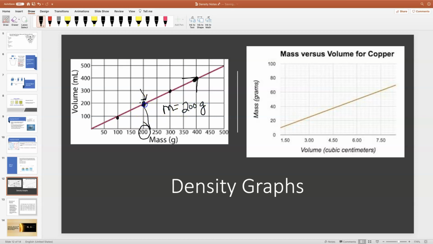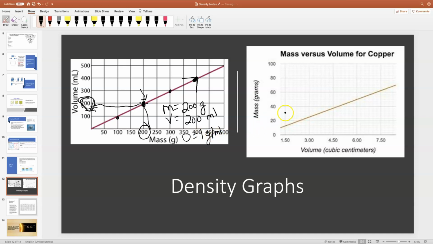Then I would go back to the same spot that I started from, and I would go out to, in this case, my y-axis to find my volume. And my volume here, sorry about the sloppiness, is equal to 200. So volume equals 200, and it says milliliters right up on the graph. So all I have to remember is density is mass divided by volume. If my mass is 200 and my volume is 200, my density is going to equal, what's 200 divided by 200? 1 gram per milliliter.